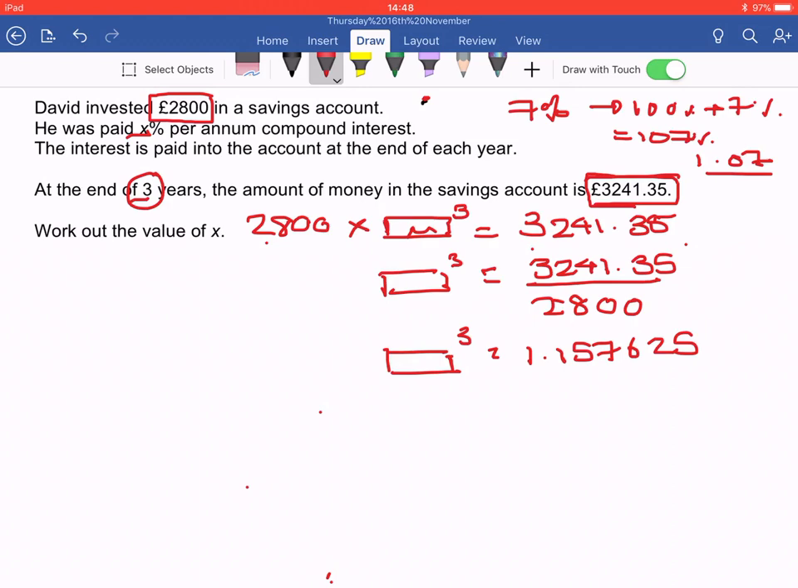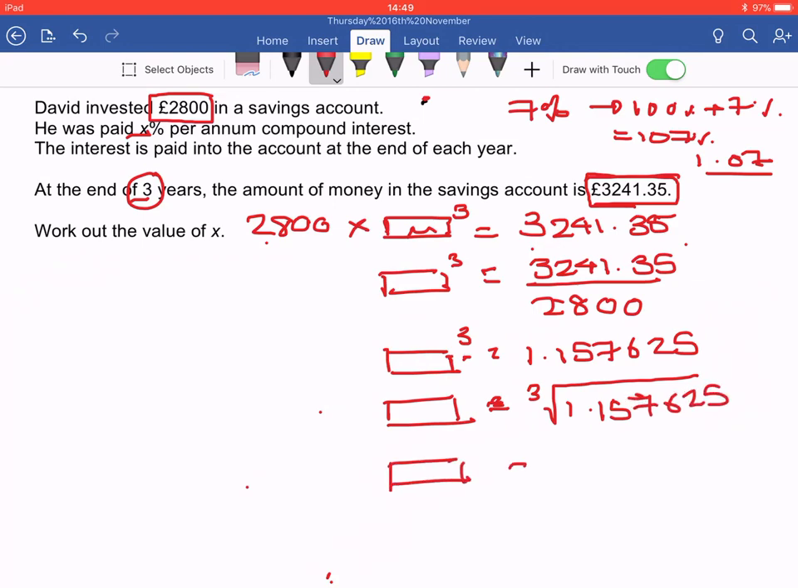All right, so now we're still trying to find the empty box or the multiplier. We've got one operation, which is cubing. So the opposite of cubing something is cube rooting. So we can say that the empty box is equal to the cube root of 1.157625. And if we work that out, that gives us 1.05. That's a nice number, isn't it, after cube rooting such a long one. So our multiplier is equal to 1.05.